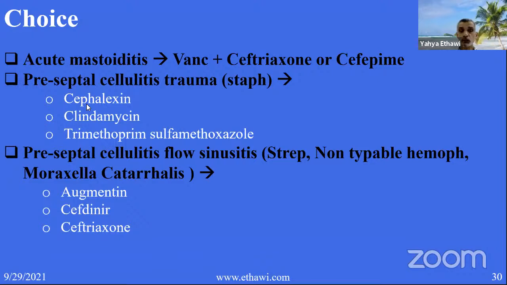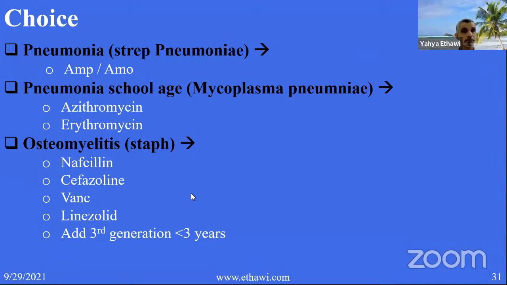So it's a good choice to go use cephalexin, clindamycin, or trimethoprim. Remember, clindamycin, if you give it orally, might cause esophageal ulcer. Trimethoprim is a good choice, but remember its side effects. If it's preseptal cellulitis following sinusitis, mostly Streptococcus or non-typable Haemophilus influenzae or Moraxella catarrhalis, then Augmentin is a good choice, cefdinir or ceftriaxone.